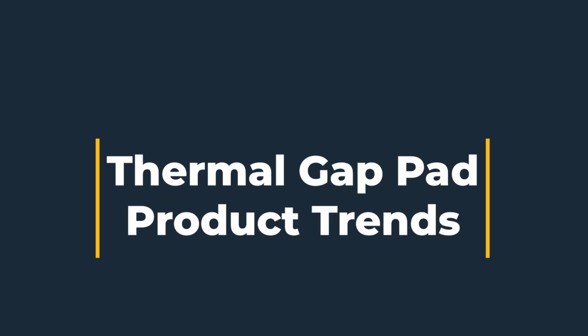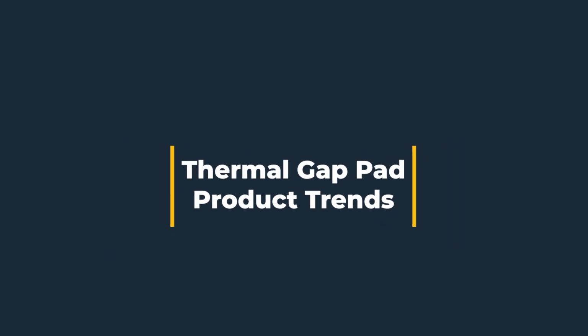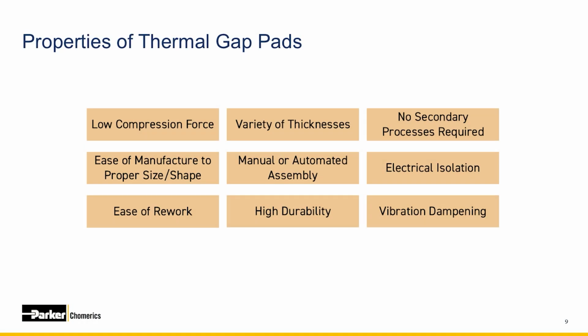Starting with the gap pads, here are some of the key properties that separate them from other thermal interface materials. Developed to be easily pick and placed within solutions that require no secondary processes, gap pads come in a variety of thicknesses and provide high durability and vibration dampening at larger thicknesses. As many know, they can easily be cut or sized for unique shapes as well as easily reworked.